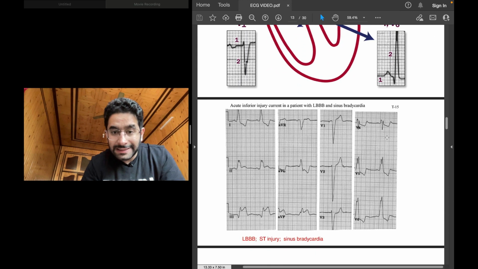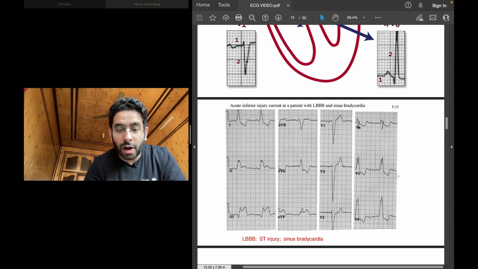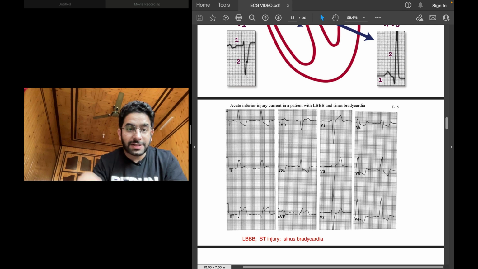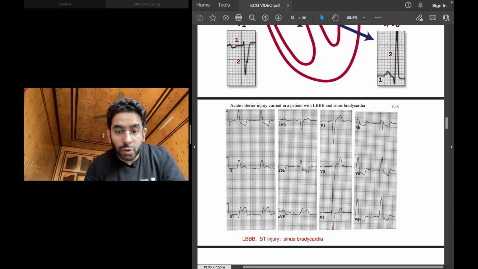Now, what you can appreciate in this ECG is again left bundle branch block. You can see that you have these deep S waves here, the bifid M pattern in V6, it's wide, it's a complete left bundle branch block. But you also appreciate one more thing. ST elevations in lead 2, lead 3, lead AVF. So this patient has left bundle branch block, but also has an inferior wall myocardial infarction.